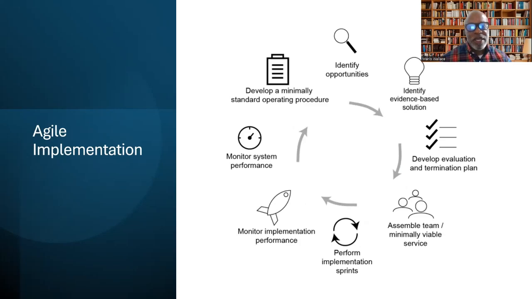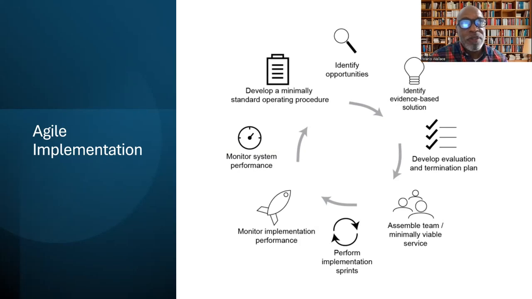Then agile implementation. Again, there are 8 steps. The first step is identify opportunities. The second step, identify evidence-based solutions. Third step, develop evaluation termination plan. Fourth, assemble a team. Fifth, perform sprints. Sixth, monitor implementation performance. And seventh, monitor system performance. And again, develop a minimally standard operating procedure. So let's take one step at a time.